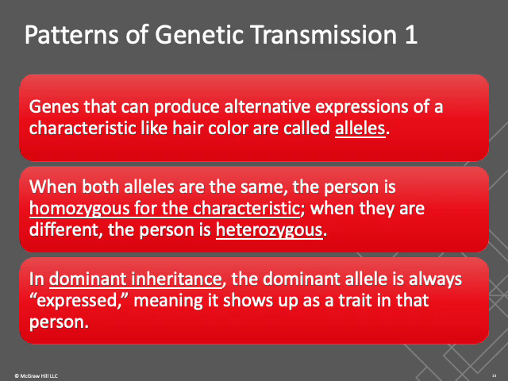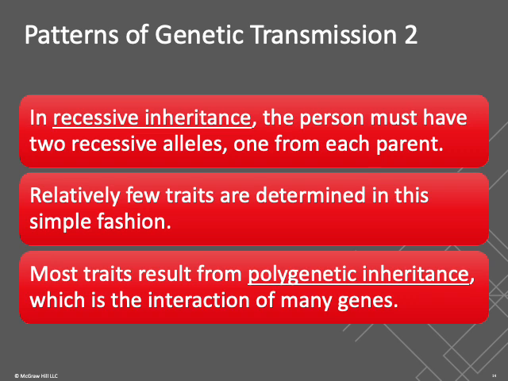Genes that can produce alternative expressions of a characteristic, like hair color, are called alleles. When both alleles are the same, the person is homozygous for the characteristic. When they are different, the person is heterozygous. In dominant inheritance, the dominant allele is always expressed, meaning it shows up as a trait in that person. In recessive inheritance, the person must have 2 recessive alleles, one from each parent.